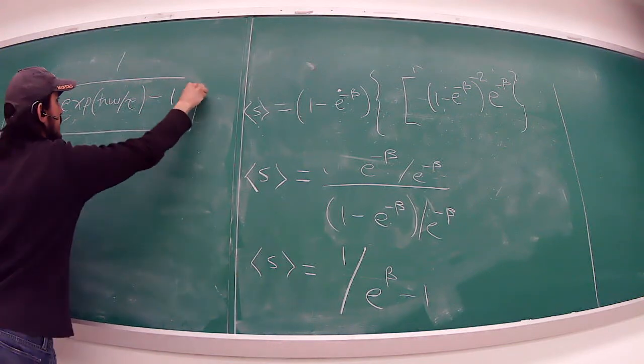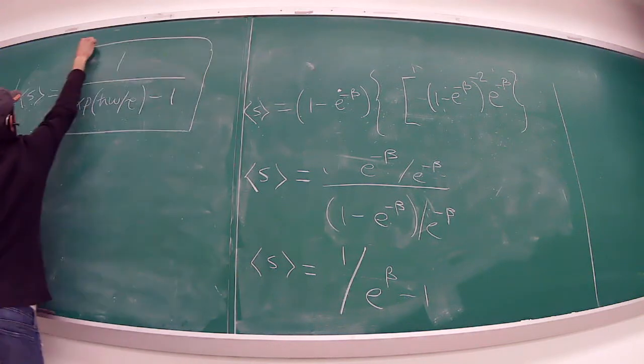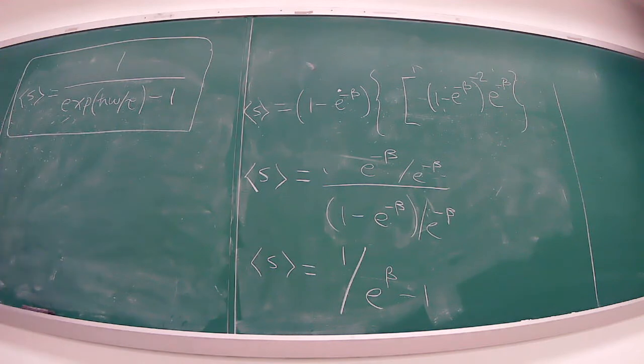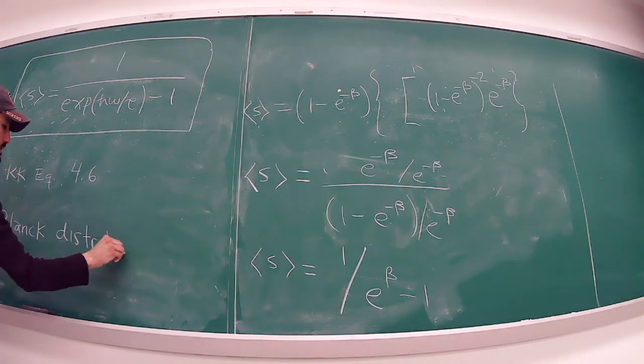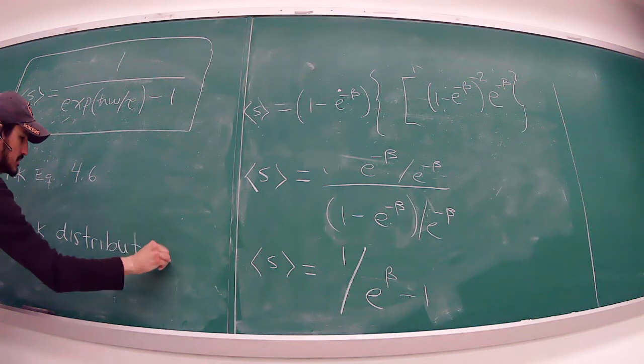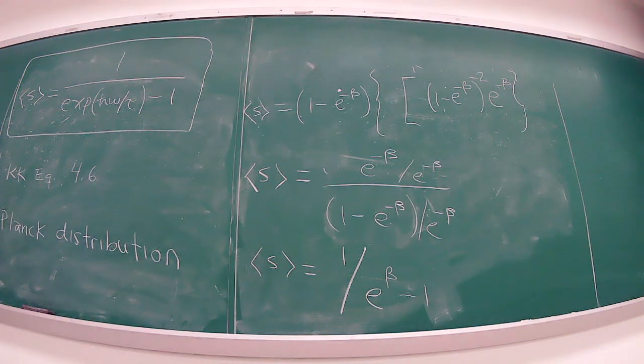It has a box around it in the book. I think it does. It is equation 4.6. Question. Yes, that's correct. That is exactly correct.